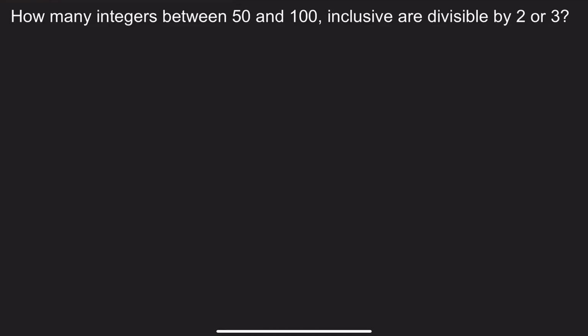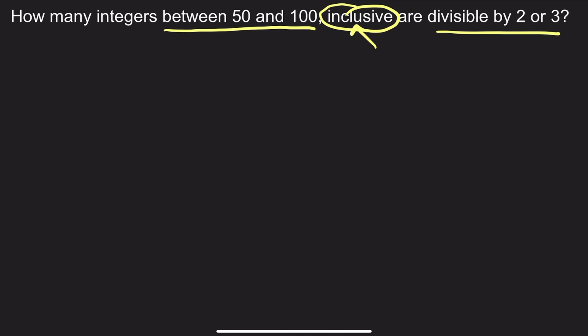Hello, in this video we are answering how many integers between 50 and 100 inclusive are divisible by 2 or 3. We have our keywords: between 50 and 100, inclusive, and divisible by 2 or 3. The numbers from 50 to 100 are inclusive, so we have to include these numbers. We need to find out how many numbers between 50 and 100 are divisible by 2.